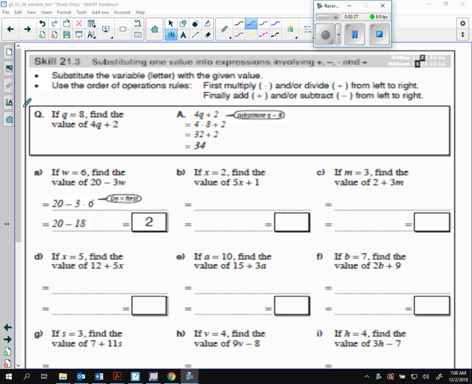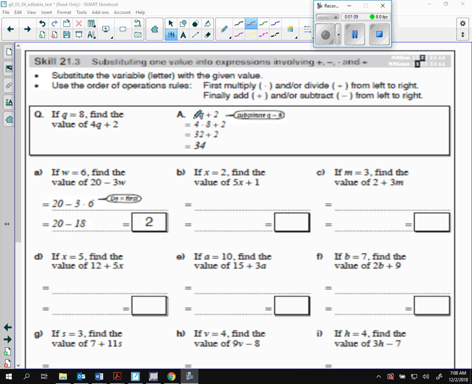Right here at the top, you have an example of what you're being asked to do. And what they're looking for here is that you are substituting. You are putting in place a number for a variable. So if we look at this example up here, we have if q equals 8, find the value of 4 times q plus 2. So all you're doing is substituting, putting in 8 in place of q, because it said that the value of q is 8.